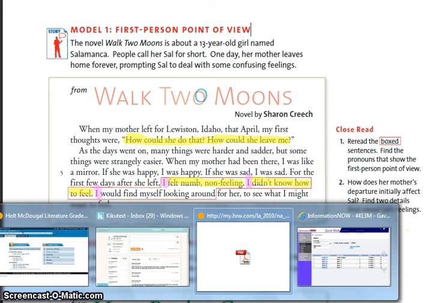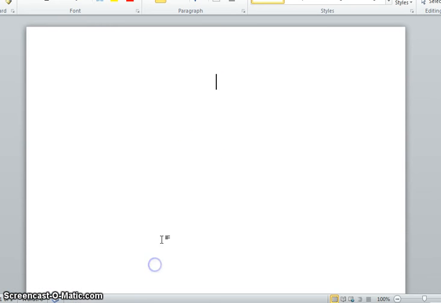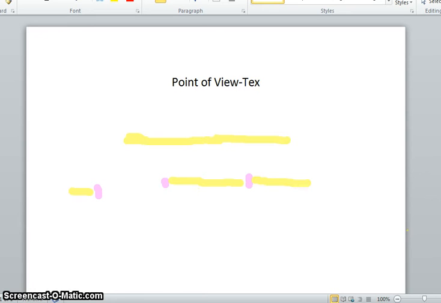So I'm going to go ahead down here and open up a Word document. You should be doing this part in your notebook. I'm going to type Point of View Text Analysis Workshop. Please write that in your notebook. Over here on the side, I'm going to put page 193. Let me give you just a second to finish doing that.